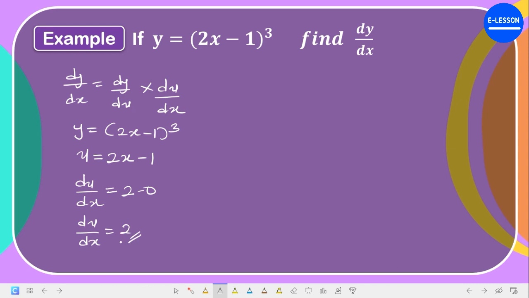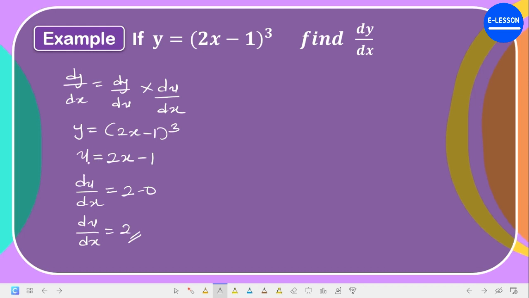Differentiating u with respect to x is written as du/dx. If you have, let's say, u is equal to 2 theta minus 1, then this one will be du/d theta, because theta is the independent variable here. Okay, so that is how to solve for du/dx in this case.